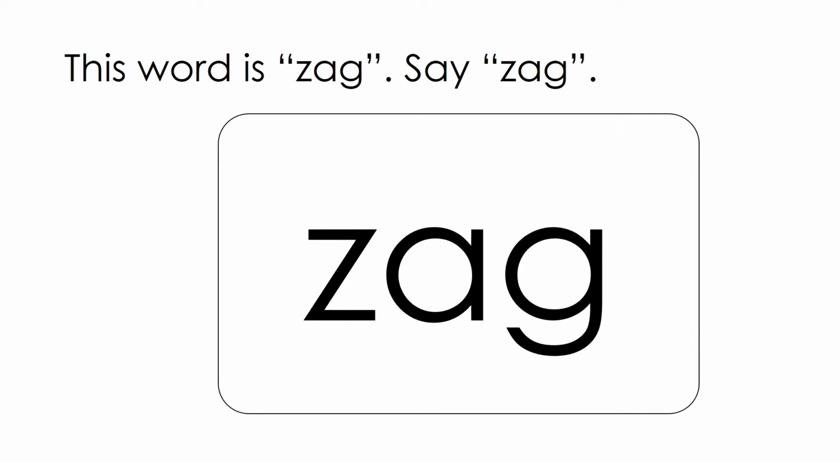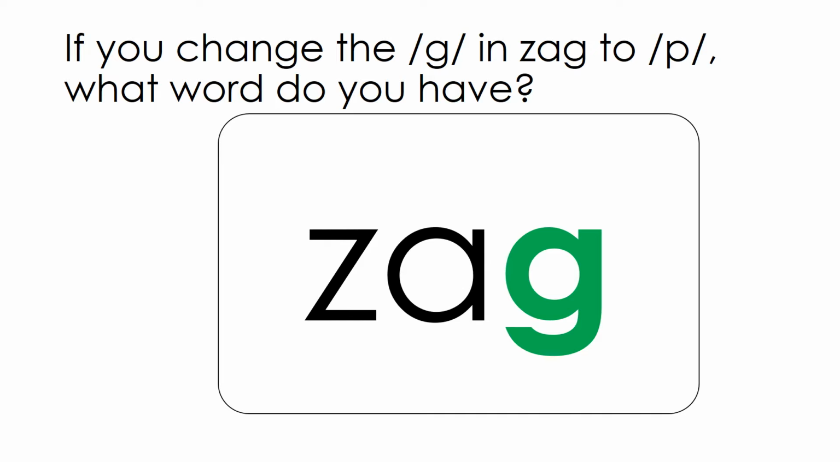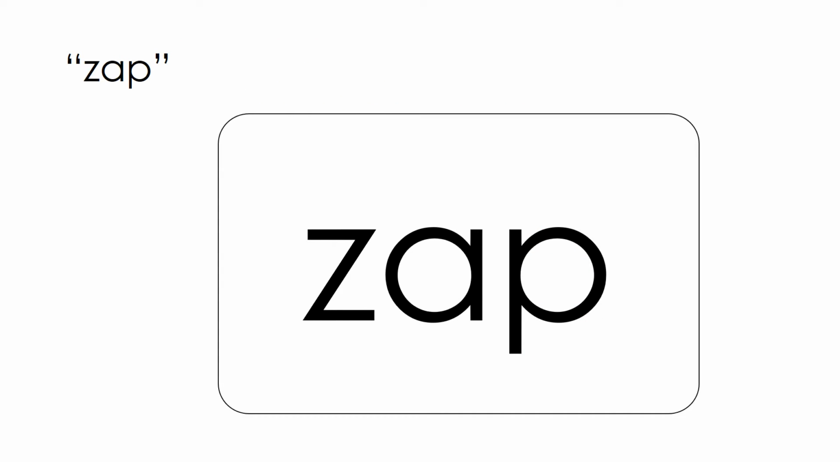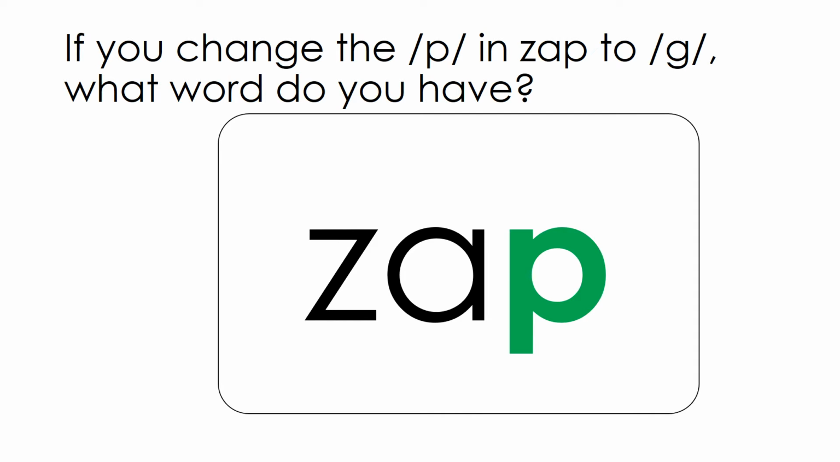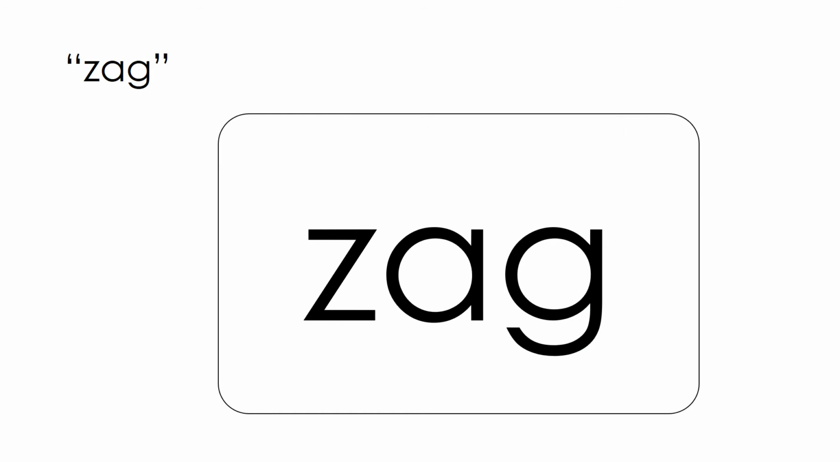This word is zag. Say zag. If you change the g in zag to p, what word do you have? Zap. If you change the p in zap to g, what word do you have? Zag.